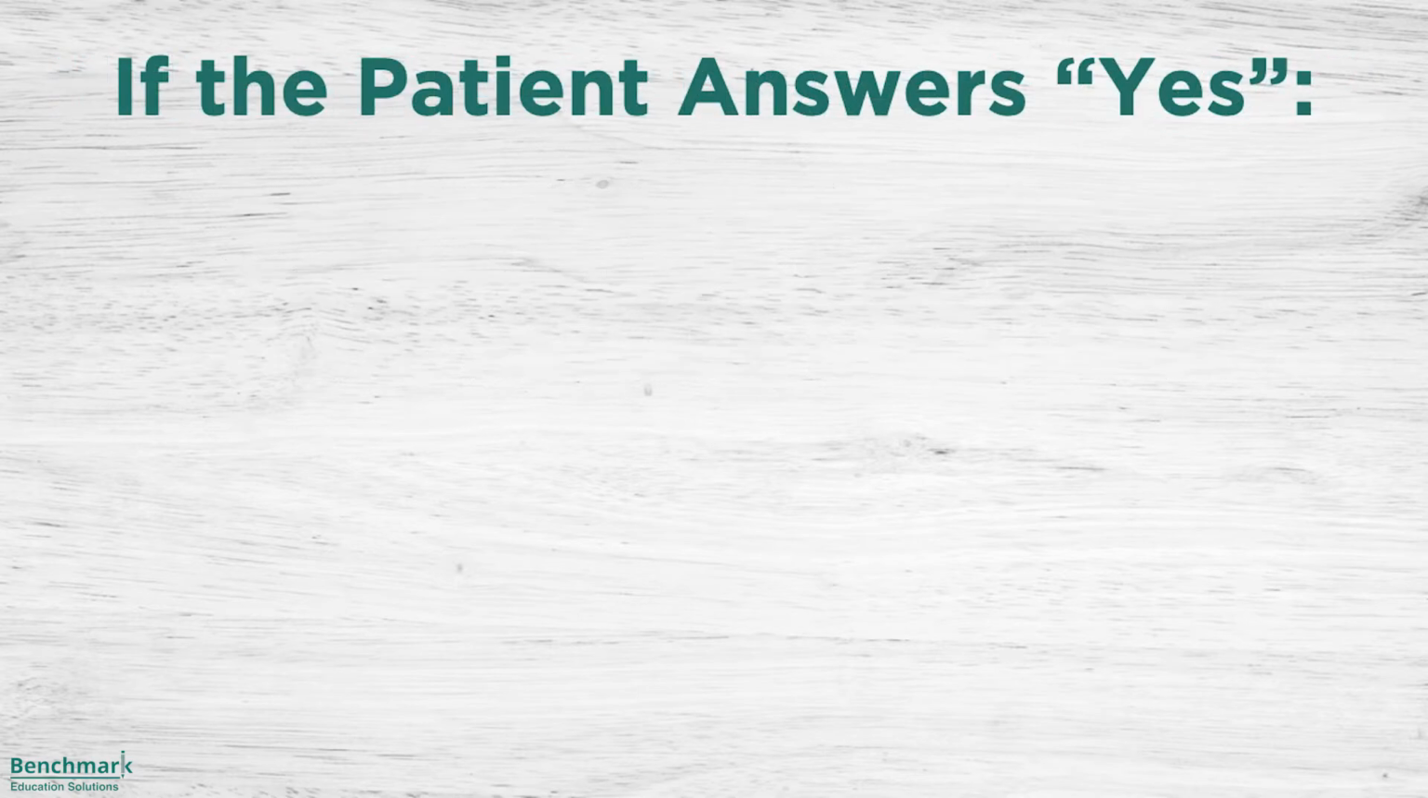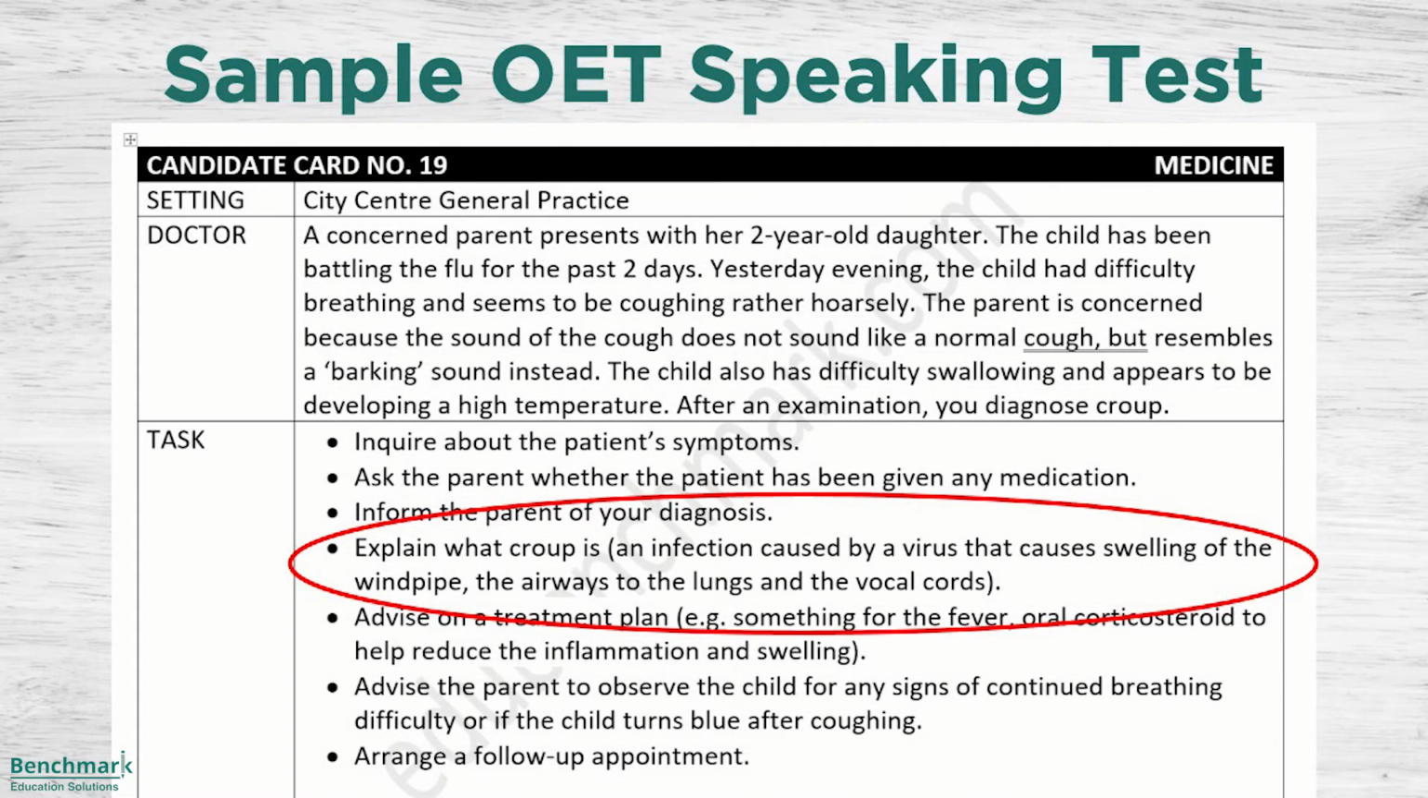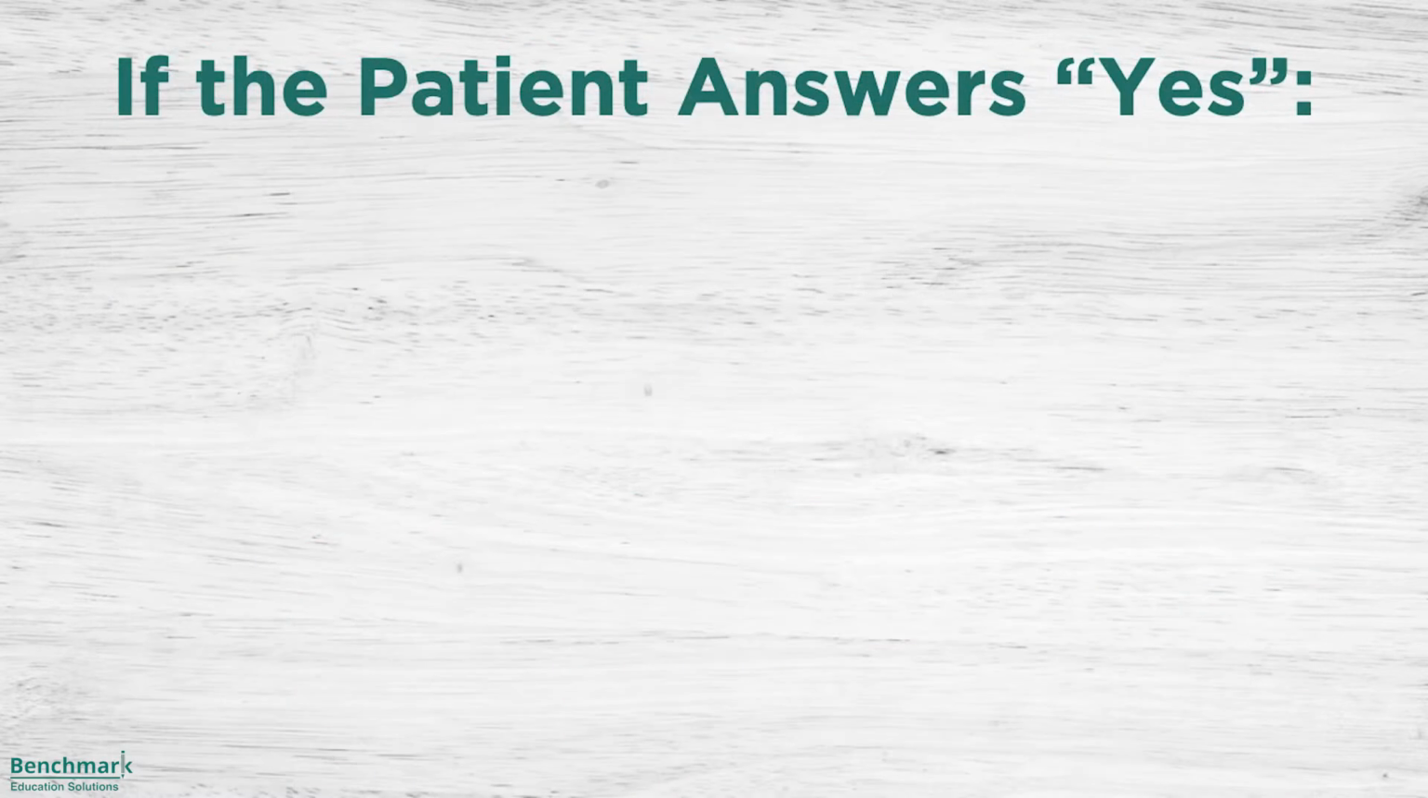What if the patient says, yes, I do know about croup? There is a task in the role play that tells you to explain what croup is. But what the role play doesn't say is whether the patient has already got an accurate knowledge. So it's a slightly different approach. So imagine this. Do you understand what croup is? Or have you heard of croup before?